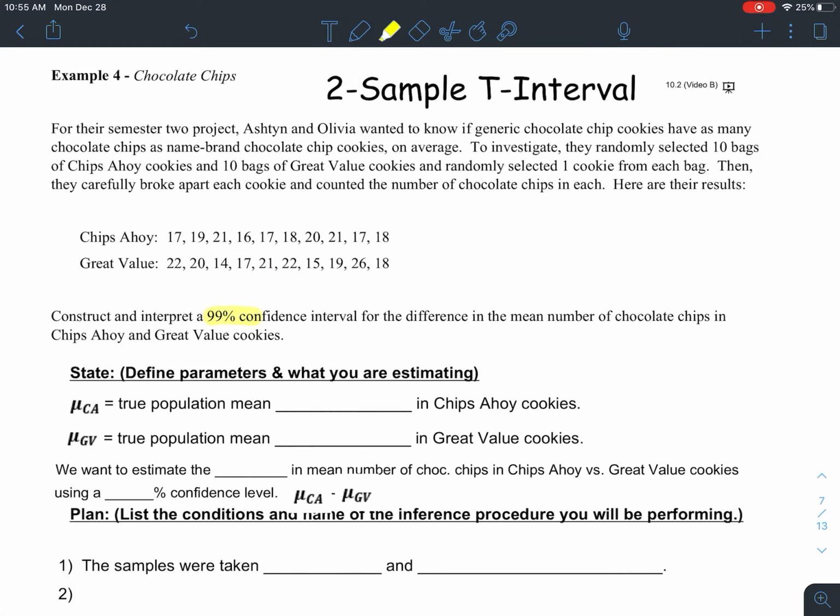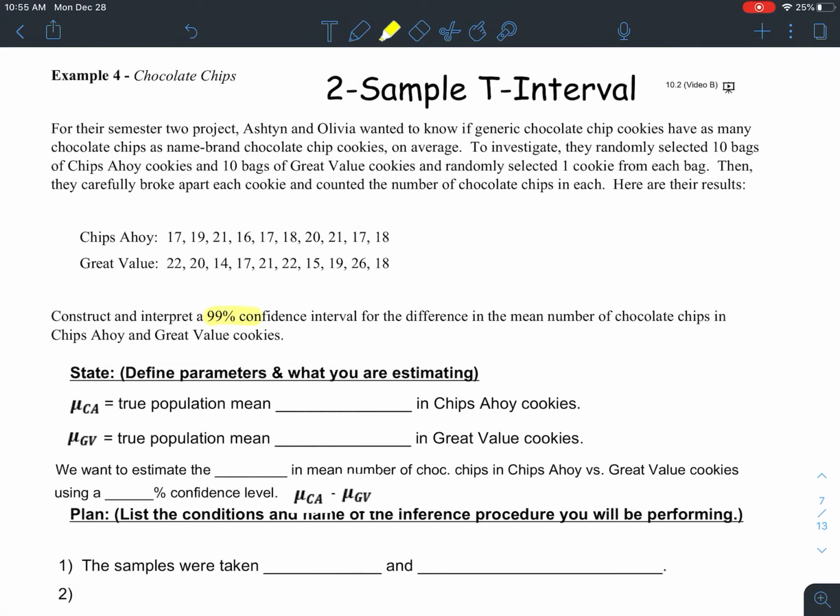So our last option is to take each of the sample data sets that were given and construct some type of graph. I prefer the box plot. We would type all these values into L1, and all the Great Value values into L2. We would construct 2 box plots on our calculator.